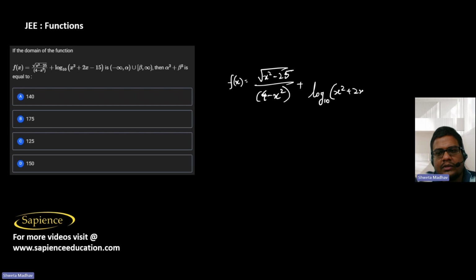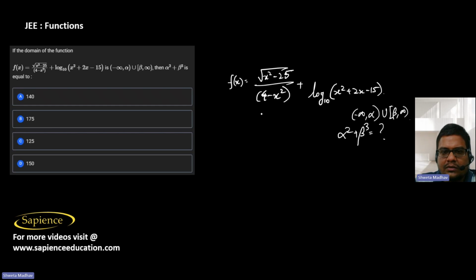Then here it is told, if the domain of the function f of x, that is equal to root over x square minus 25 divided by 4 minus x square plus log base 10 of x square plus 2x minus 15, is minus infinity comma alpha union beta comma infinity, then alpha square plus beta cube is equal to how much? Okay, so now we have to find the domain of the function f.